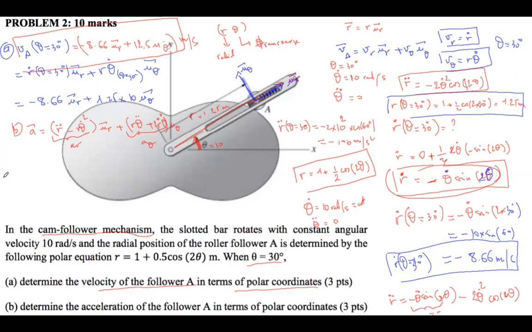Okay, so let's do the calculation. The acceleration of A when theta is equal to 30 degrees will be equal to minus R dot dot, which is minus 100, minus R, which is 1.25, times theta dot square, which is 10 square, which is 100, UR, plus now A theta. So this, forget about it, it's 0. So it gives me 2 times R dot at 30 degrees, which we already calculated. So what is R dot at 30 degrees? It is minus 8.66, multiplied by theta dot at 30 degrees, which is 10, U theta.